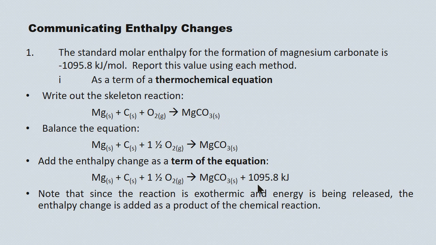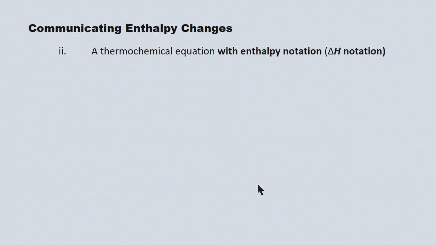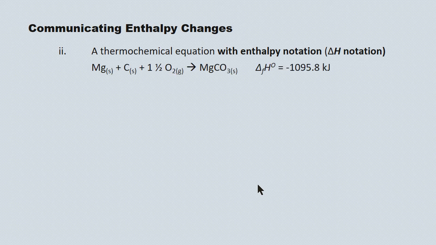A variation on that is our second method, and again we note that since it's an exothermic reaction, energy is being released, so the enthalpy change is added as a product of the reaction. Our variation on that then is a thermochemical equation with enthalpy notation. So what we do is we pull out the enthalpy. On the left here you see the balanced chemistry, and on the right we see the formation enthalpy, delta f H naught, and the naught means under standard conditions, SATP conditions.